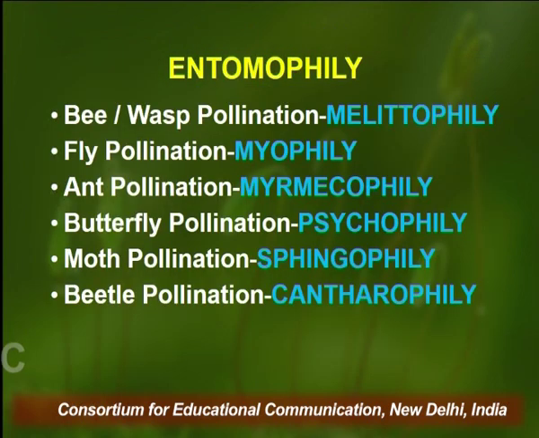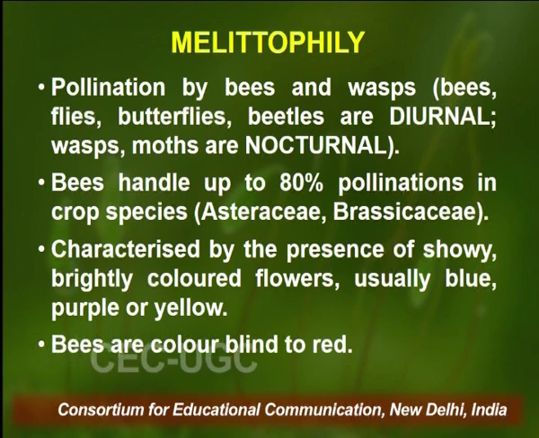When the pollination is carried out by bees and wasps, we call it melittophily. Fly pollination is myophily, ant pollination is myrmecophily, butterfly pollination is psychophily, moth pollination is sphingophily, and beetle pollination is cantharophily. Pollination by bees and wasps is called melittophily.